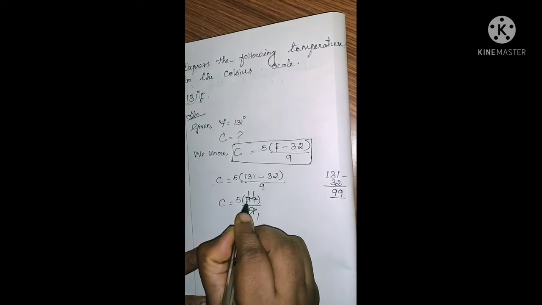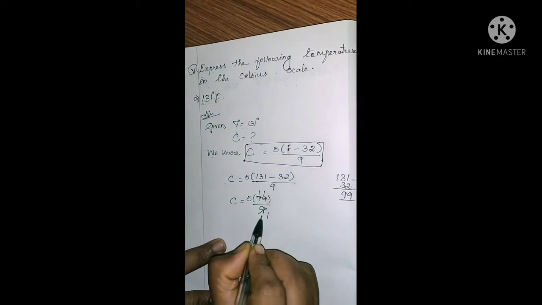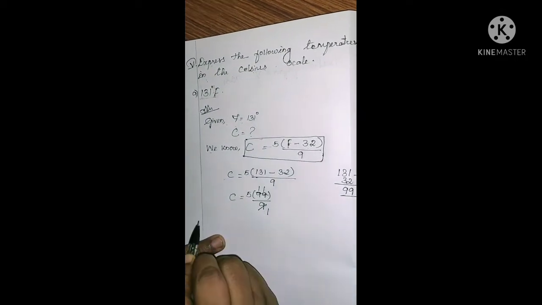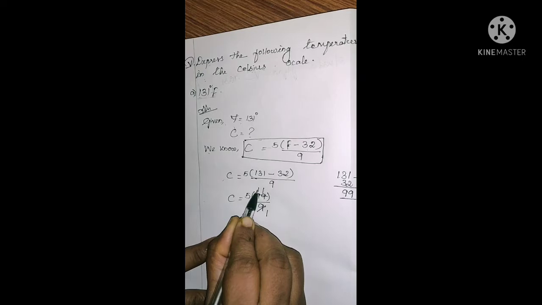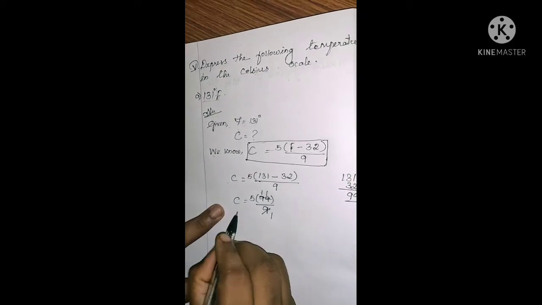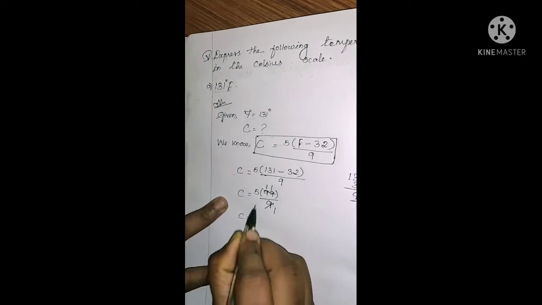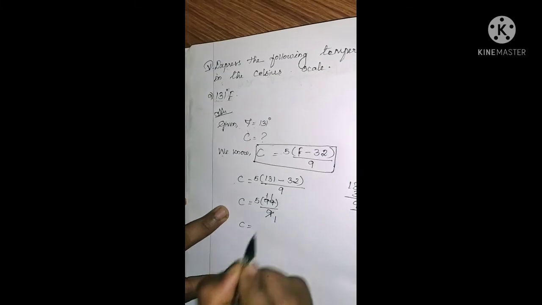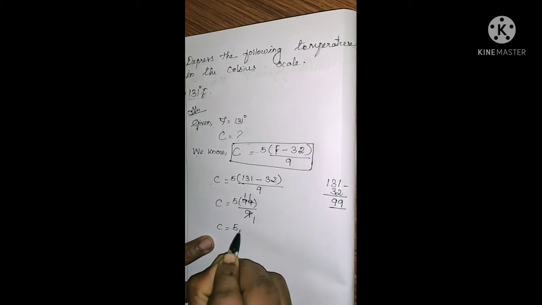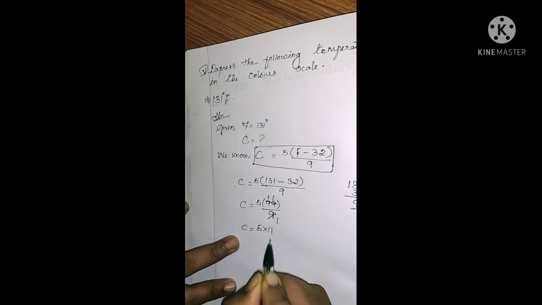Understand? So 11 9s are 99. So C is equal to 5 into 11 by 1. So 5 into 11.